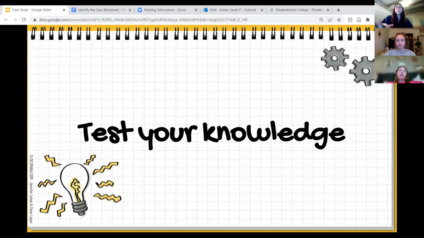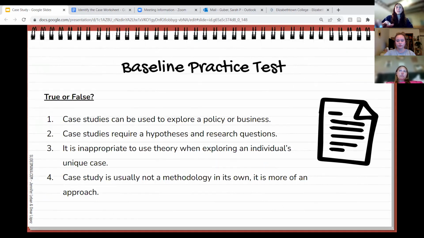Next, test your knowledge. So here is a baseline practice test. These are 4 questions, true or false. I'm going to read through them if you want to take a minute to write your answers as we go.